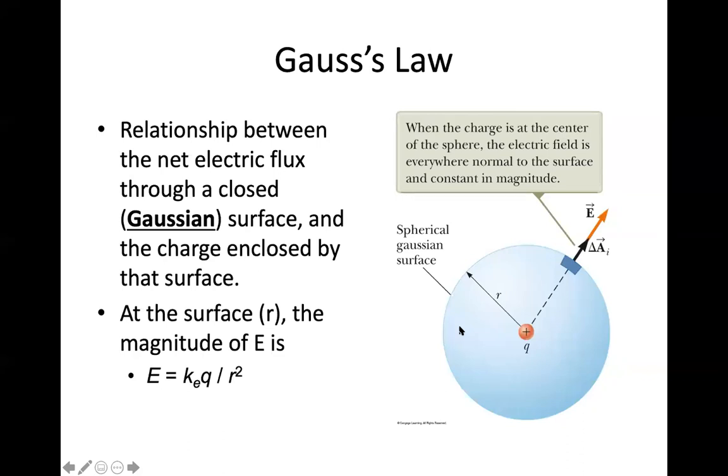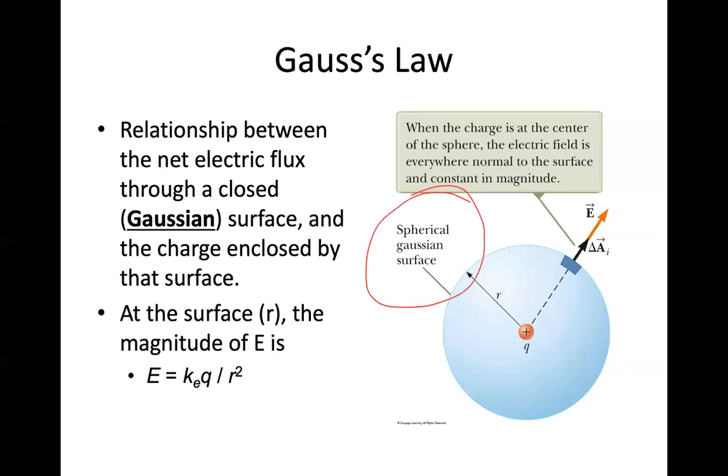All of this is just to help us get to Gauss's law. Gauss's law will eventually help us find the electric field. Here we're assuming we already know what the electric field is. It's just a point charge. We've done this already. But Gauss's law will eventually help us find the electric field for distributions that we don't know.